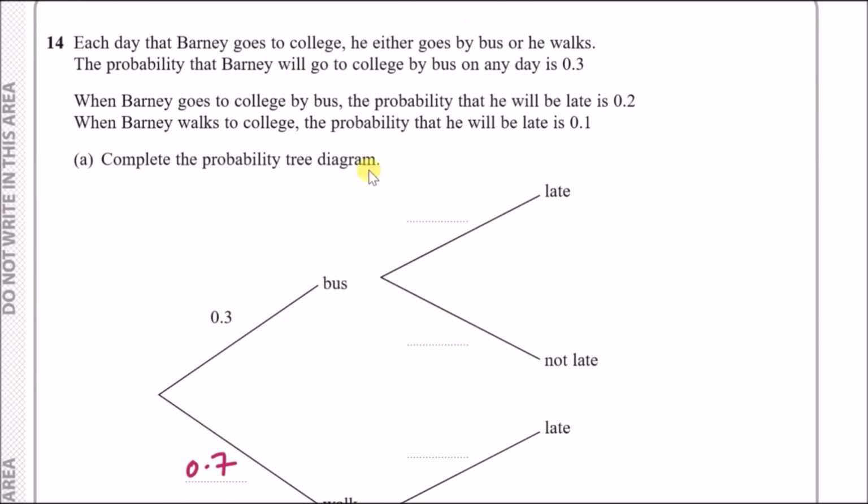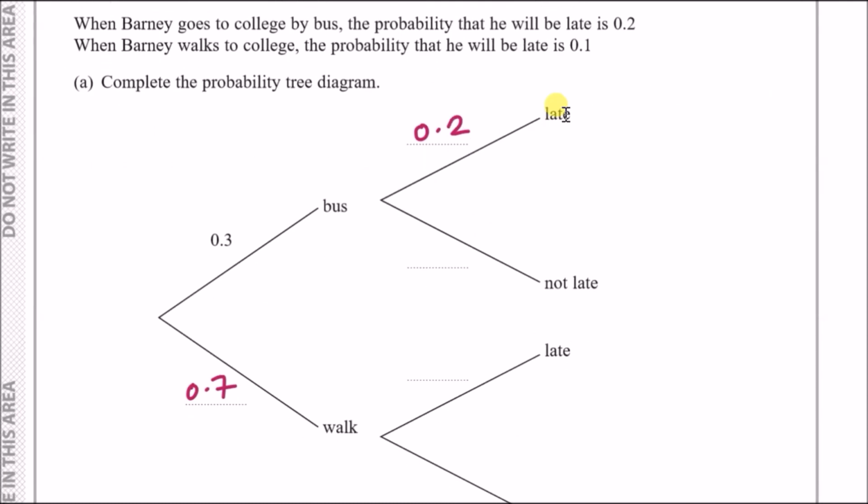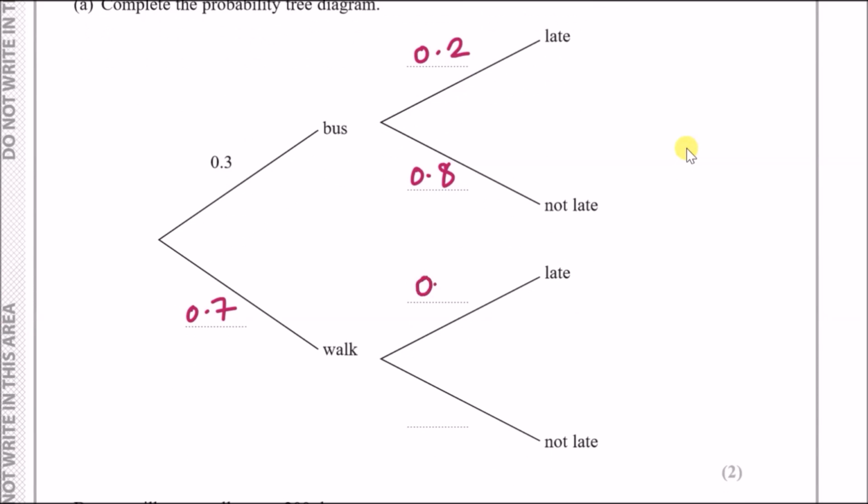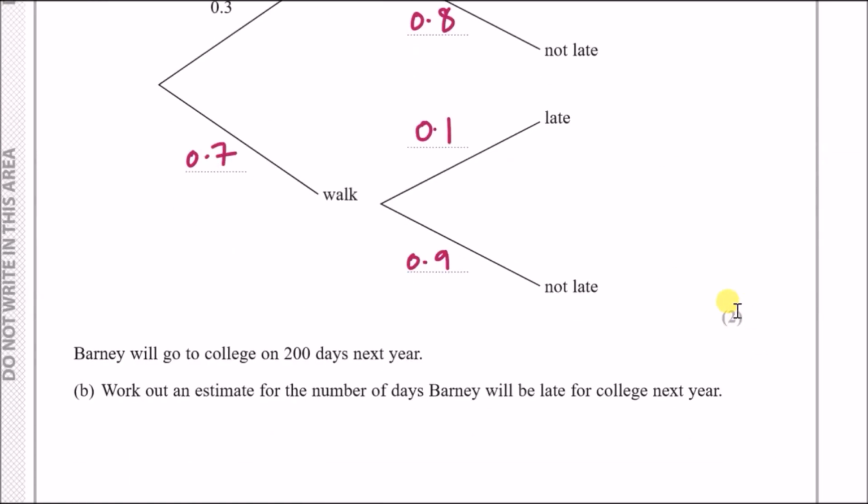Now let's look at the second paragraph. When Barney goes to college by bus, so he takes the bus route, the probability that he will be late is 0.2. So this would be here, because this is the late branch. This means the probability he won't be late must be 0.8, because remember, they must add up to make 1. Likewise, if he walks to college, so we're taking the down route, the probability that he will be late is 0.1. So that's here, meaning not late must be 0.9. So that's just an easy 2 marks bagged.